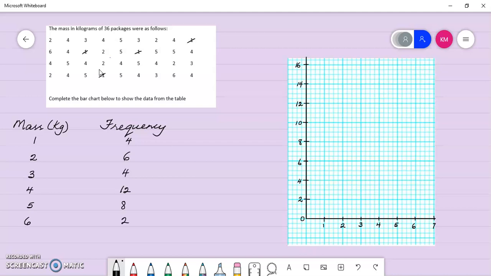Now we are asked to complete the bar chart. So on this side here, I have my y-axis already drawn and labeled, as well as my x-axis. So mass is going to go underneath here, and that is going to be in kilograms, and on this side it's going to be frequency.